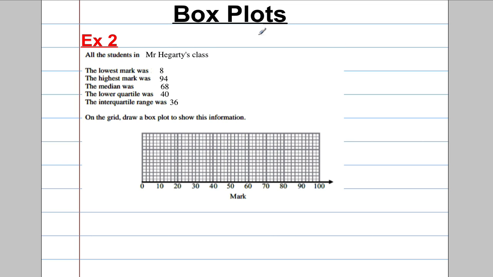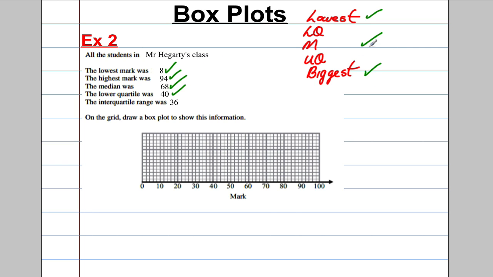So what do we need to draw a box plot again? We need the lowest, we need what's called the lower quartile, we need the median, we need the upper quartile, and we need the biggest, don't we? Now, sometimes they give you some of these, but not all. They've given us the lowest, the highest, the median, and the lower quartile, but they haven't given us the upper quartile.